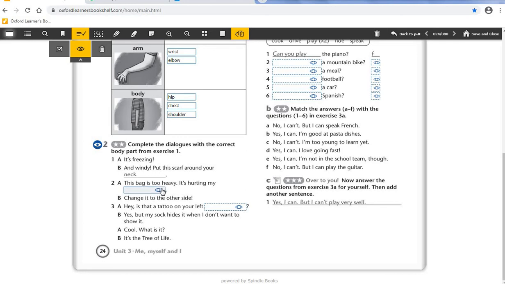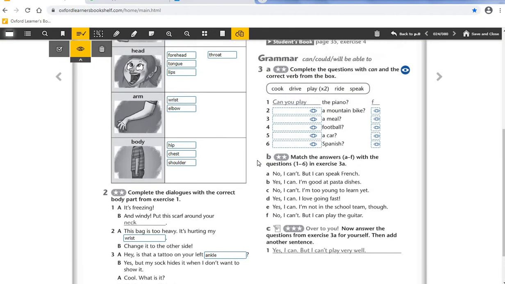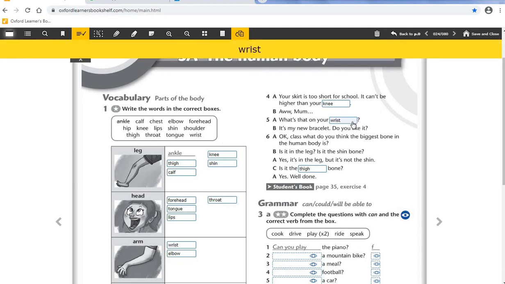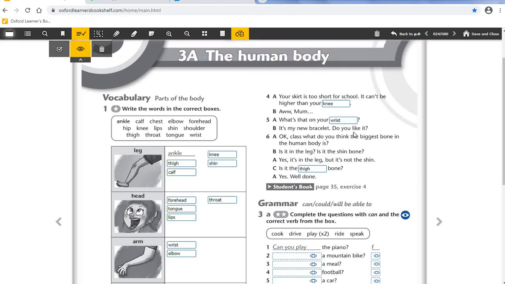It's freezing and windy. Put the scarf around your neck. This bag is too heavy. It's hurting my wrist. Change it to the other side. Hey, is that a tattoo on your left ankle? Yes, but my sock hides it when I don't want to show it. Cool, what is it? It's the tree of life. Your skirt is too short for school. It can't be higher than your knee. Oh, Mom, what's that on your wrist? It's my knee bracelet. Do you like it?